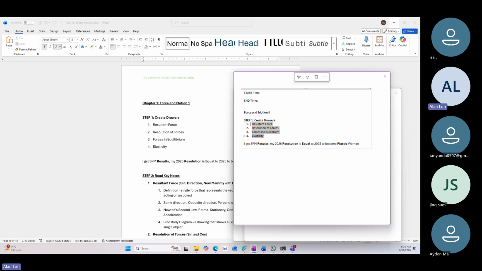So I created 4 drawers. These 4 drawers, for this chapter, are the same as the sub chapters of this chapter. If you see your textbook, the SPM textbook, these are the 4 sub chapters: resultant force, resolution force, force in equilibrium, and elasticity.